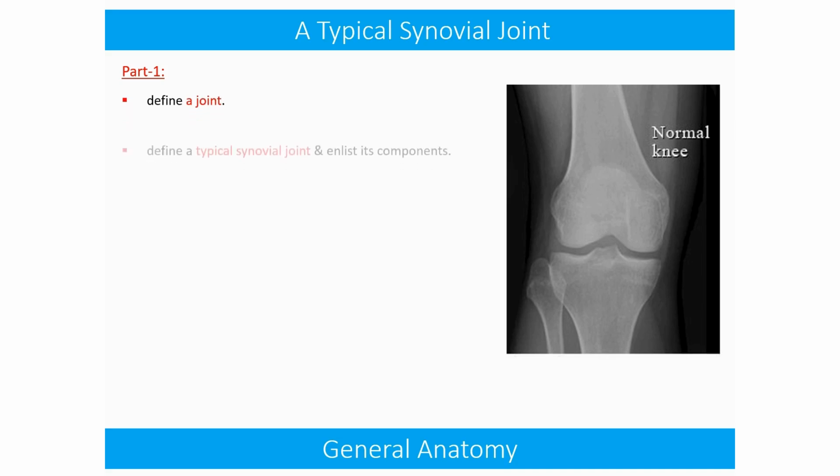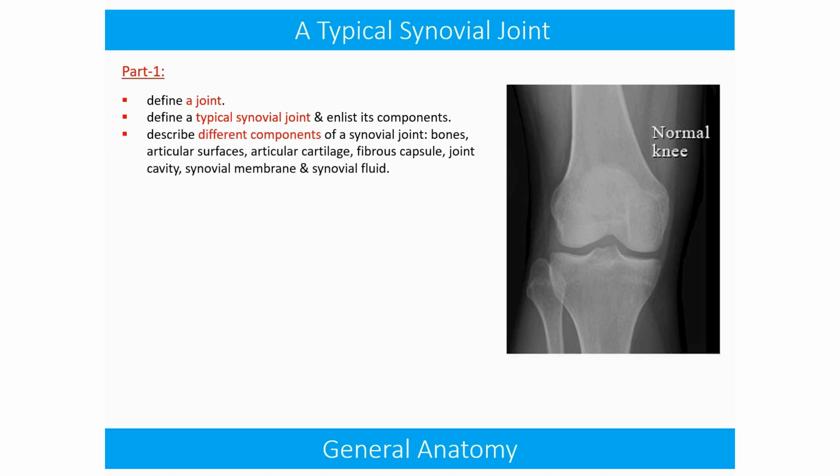define a joint, define a typical synovial joint and enlist its components, describe different components of a synovial joint, that is bone, articular surfaces, articular cartilage, fibrous capsule, joint cavities, synovial membrane, and joint fluid. And in the end, enlist the accessory articular structures and mention their functions.